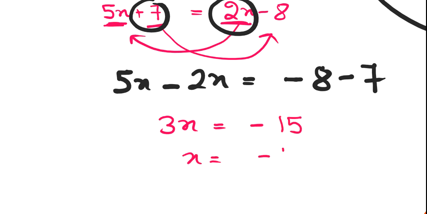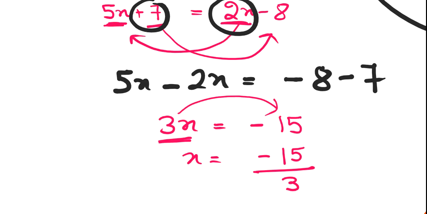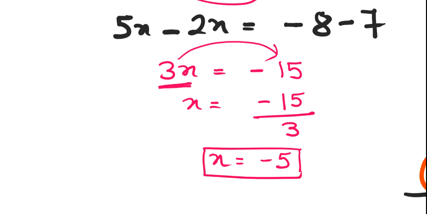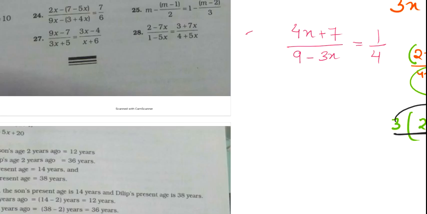x equals to minus 15 by 3. Why? Because 3 and x both are in multiplication, and if it has to go there, it needs to divide. Okay, so x is equal to minus 15 by 3. The value of x is minus 5. Clear? Now we will take question number 21.